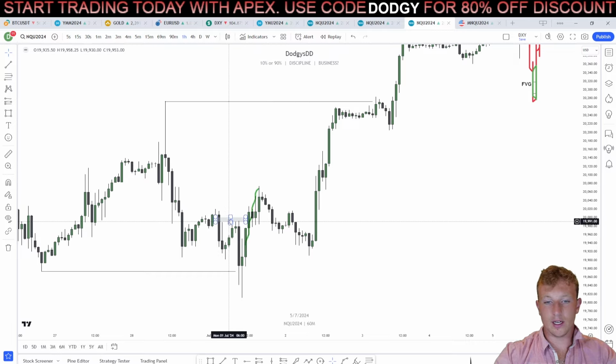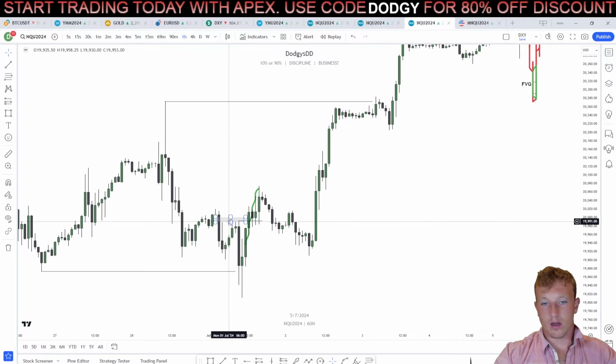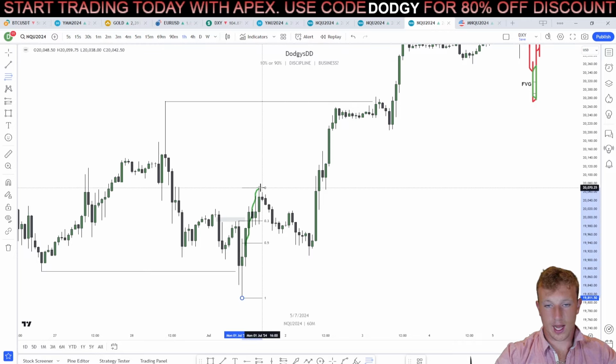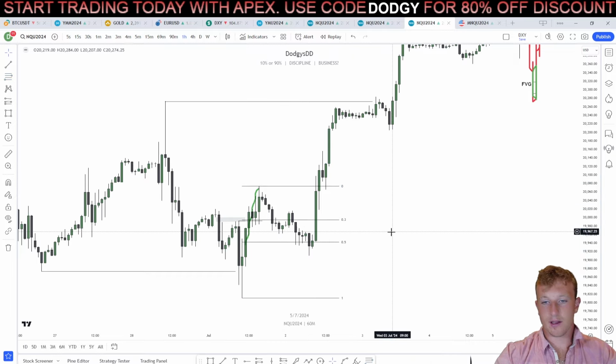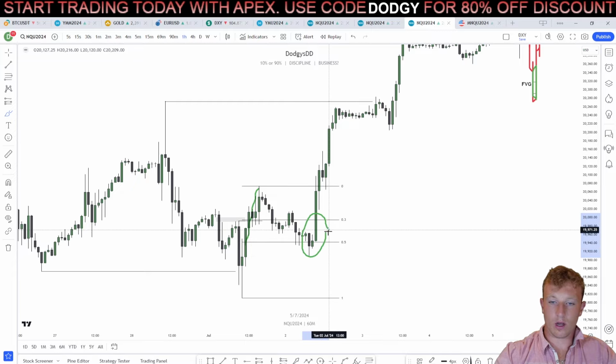But the key thing here is it's breaking a high inside of an old fair value gap. So when we break that, I'm looking for a retracement to the 50% of this leg. So I'm gonna draw a fib tool from this low to this high right here, because that's the leg that broke structure. And I'm looking for a 50% retracement right here, and I'm going in the lower time frame here.